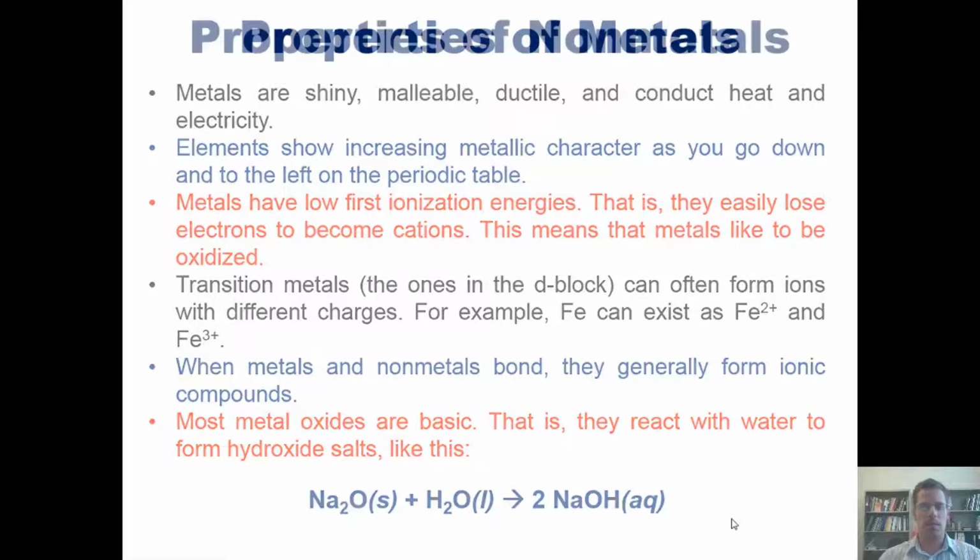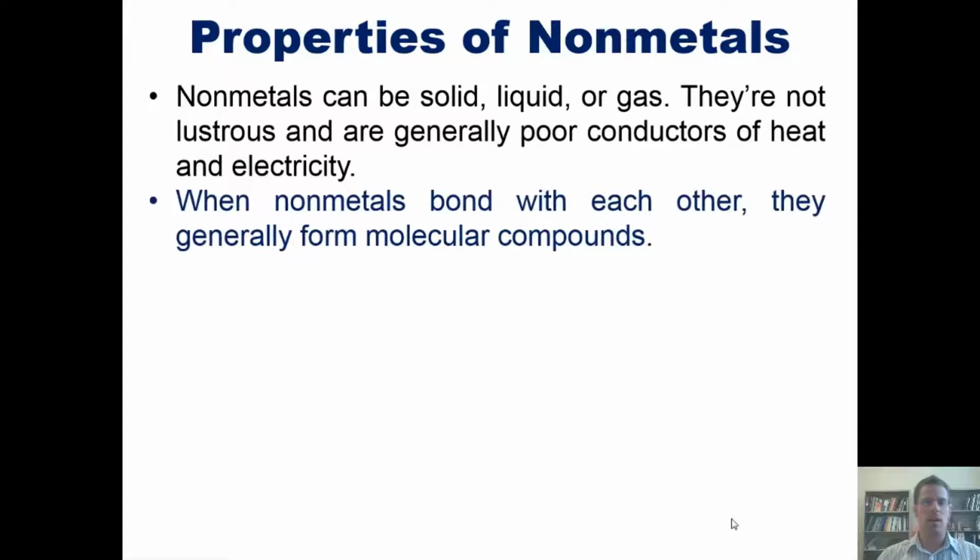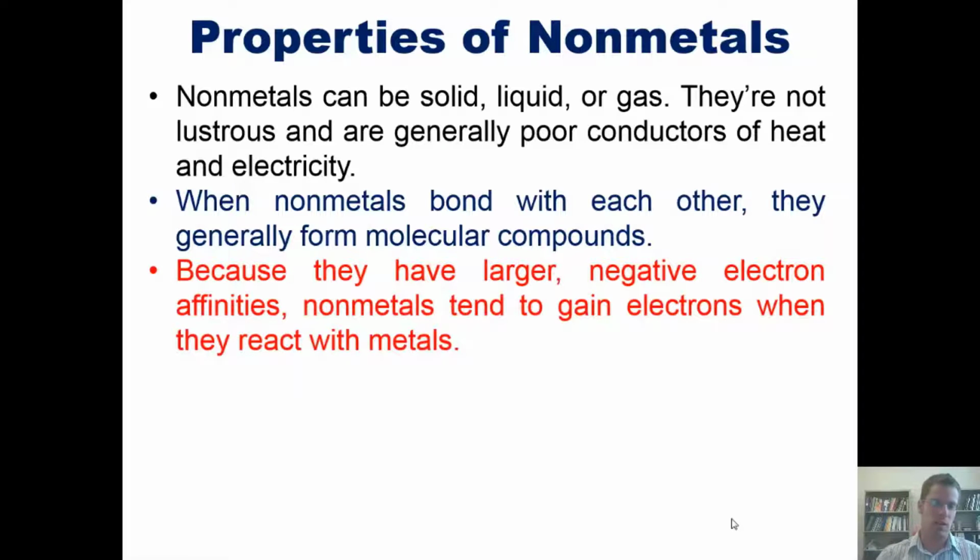Now we'll talk about the properties of nonmetals. Nonmetals can be solid, liquid, or gas. They're not lustrous, that is, they're not shiny, and are generally poor conductors of heat and electricity. When nonmetals bond with each other, they generally form molecular compounds, as opposed to ionic compounds that are formed when nonmetals bond with metals. Because they have larger negative electron affinities, which means they like electrons, nonmetals tend to gain electrons when they react with metals. That is, they steal those electrons from the metals.